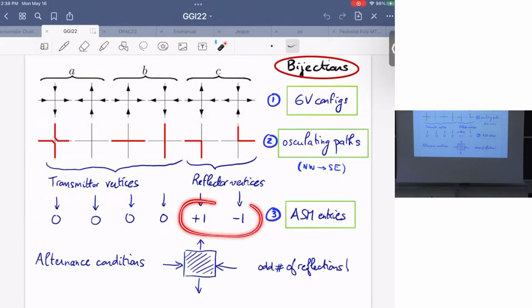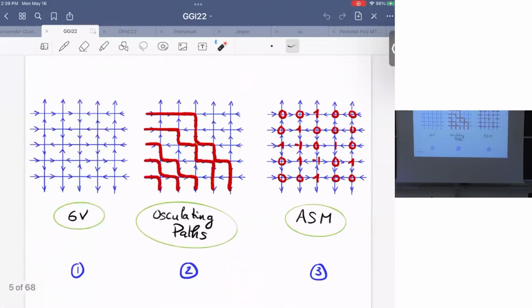And for the reflectors, depending on how you reflect, it will be a 1 or -1. And then you have, of course, a matrix n by n with 0s, 1s, and -1s with certain rules due to these reflection stories between the domain walls. And that will be alternating sign matrices. So this is the summary, right? The three ways of looking at the same configuration: either as alternating sign matrix or oscillating paths or 6 vertex.